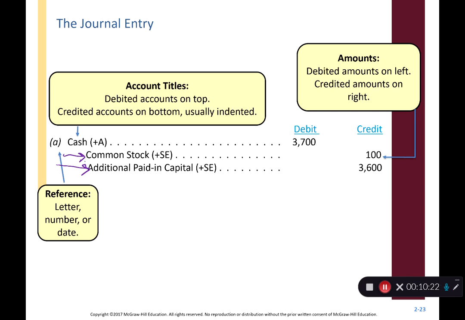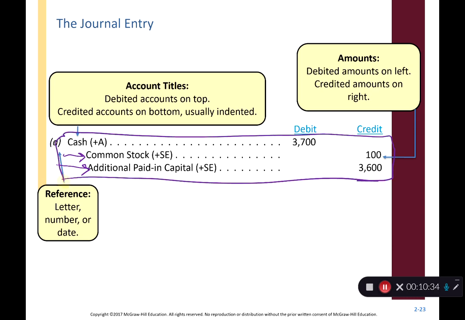So rather than writing cash goes up $3,700, common stock goes up $100, and additional paid-in capital goes up $3,600, we can simply do this journal entry, and it tells us exactly that. The fact that cash is on the left means it's debited. Debits make assets go up if you look back at your conversion chart. And then our equity accounts, common stock and additional paid-in capital, also go up with credits.